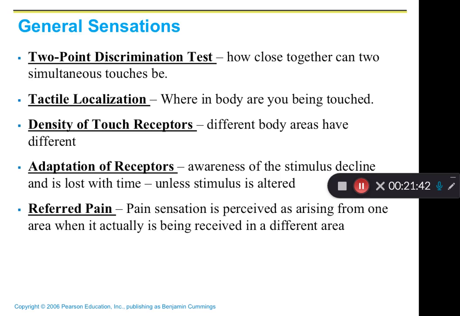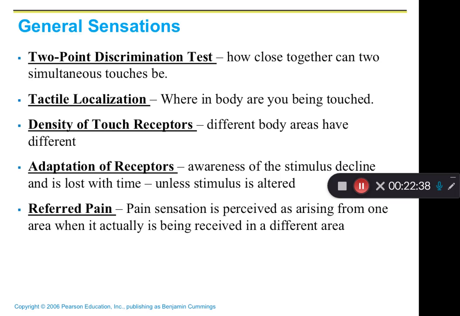Next is adaptation of the receptors. That means if the receptors detect a stimulus, however, once the stimulus is gone, the receptors need some time to recover their function. So the receptor needs some time to detect the next stimulus. So this is adaptation of the receptors.